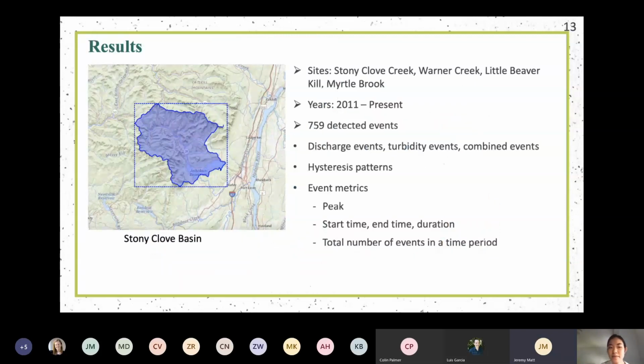As far as results go, I have computed 4 sites in the Stony Cliff Basin from 2011 till now. I have detected 759 events. Besides recording all of these events, as well as visualizing the hysteresis patterns, I also generate some event metrics that might be useful for watershed managers to look at, including peak, start time, end time, duration, total number of events, and time period.